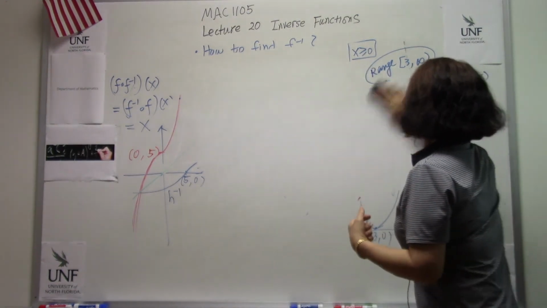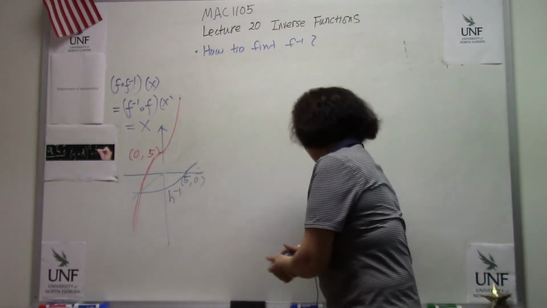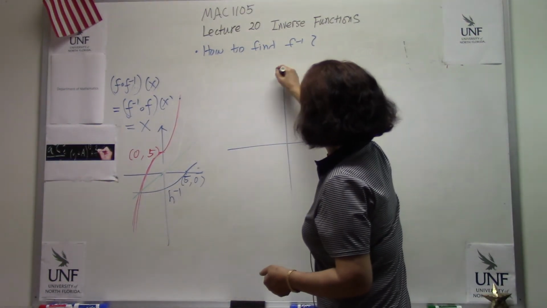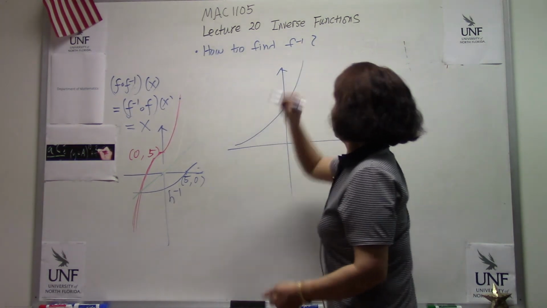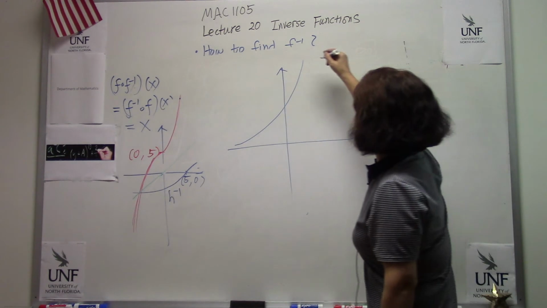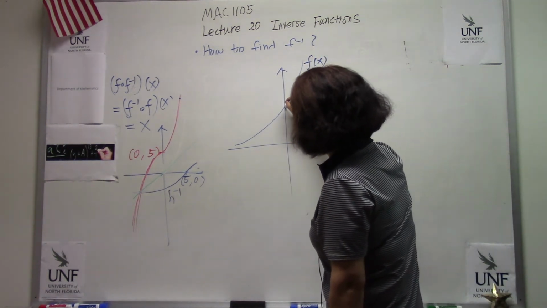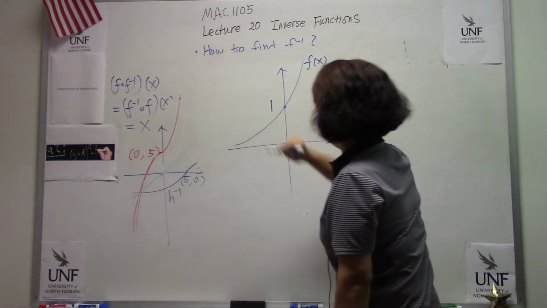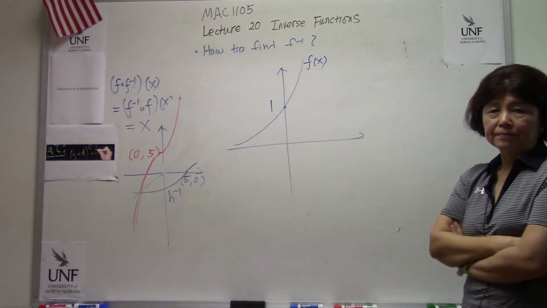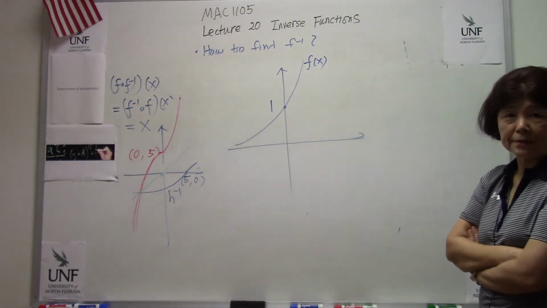Not bad. Let me verify whether you really remember everything. I'm going to give you one graph. Does it look like a one-to-one function? Yes, this is a one-to-one function. I'm going to call it f of x, and I'm going to say this is 1. Before you go, graph the inverse function.